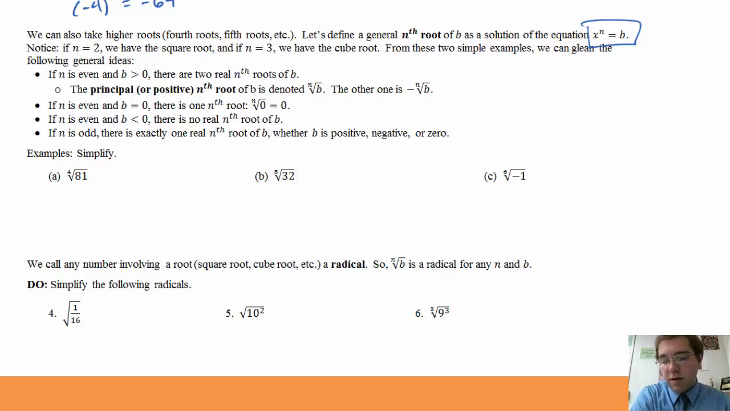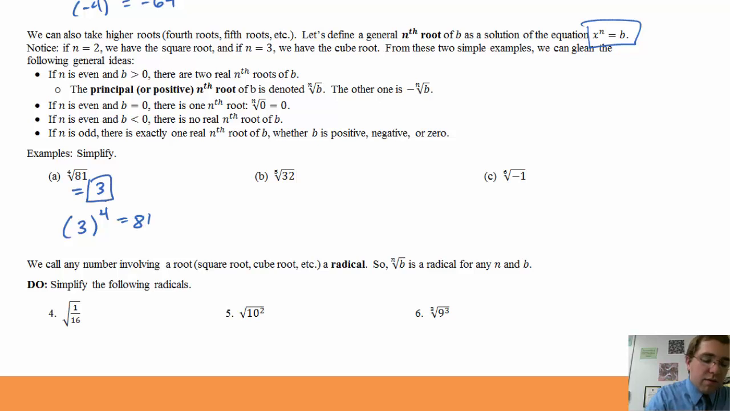Fourth root of 81. What number raised to the fourth power equals 81? Well, if you think about it, it's 3. 3 to the fourth power is 81. So 3 is the fourth root of 81. What's the fifth root of 32? What raised to the fifth power equals 32? 2. The fifth root of 32 is 2.